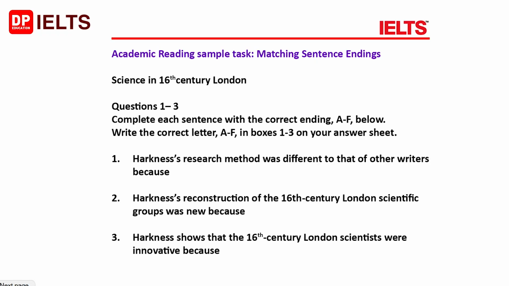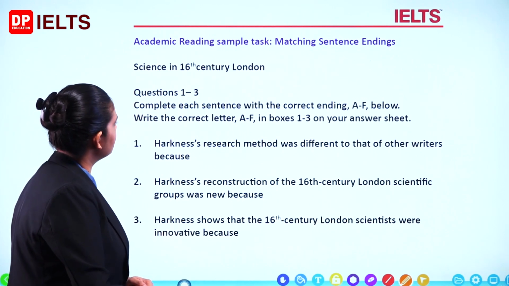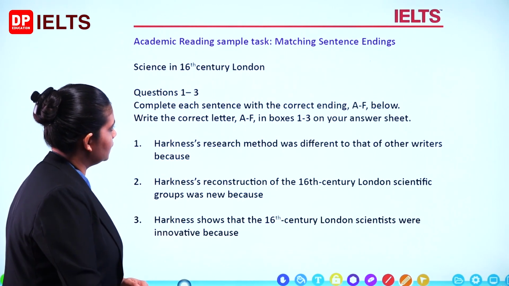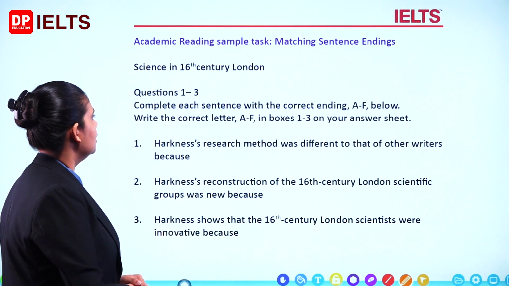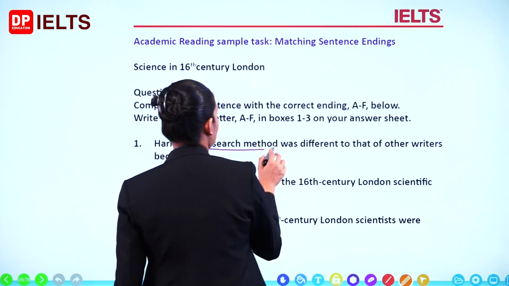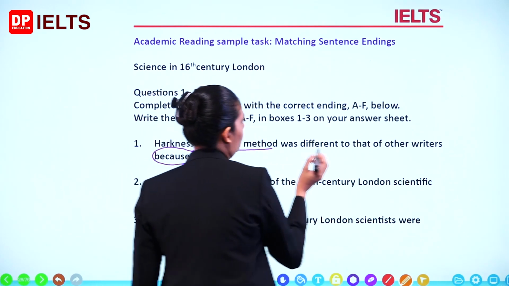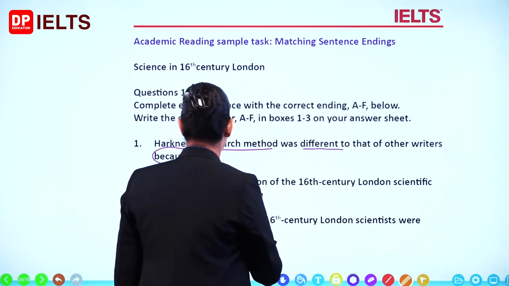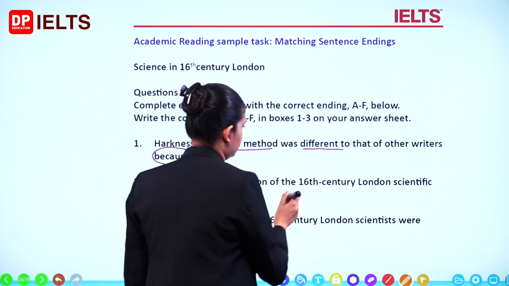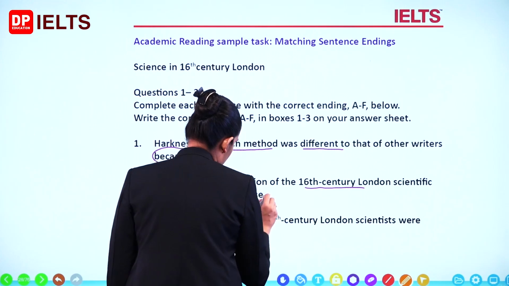Right. So, academic reading sample task, we're having a look at matching sentence endings, right? So we are supposed to complete each sentence with the correct ending, right? From A to F. So Harkness' research method was different to that of other writers because... why? Harkness' reconstruction of the 16th century London scientific groups was new because... why?